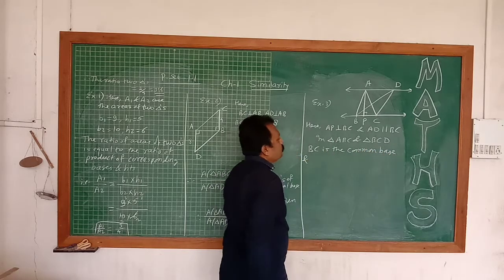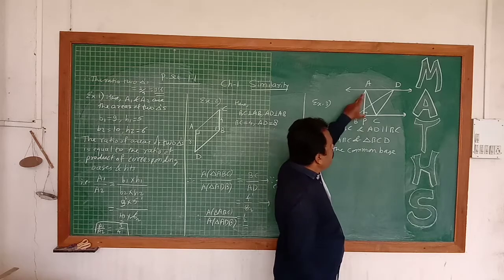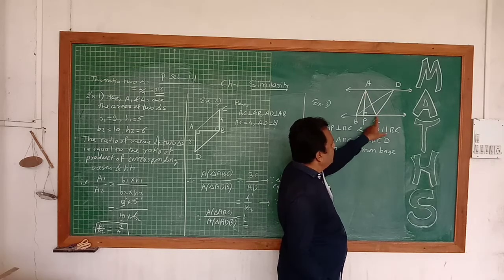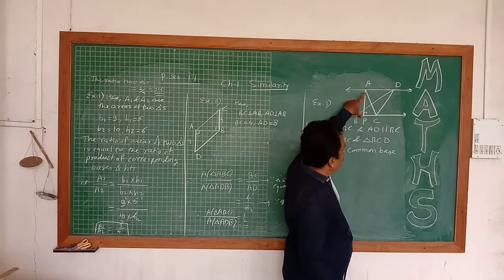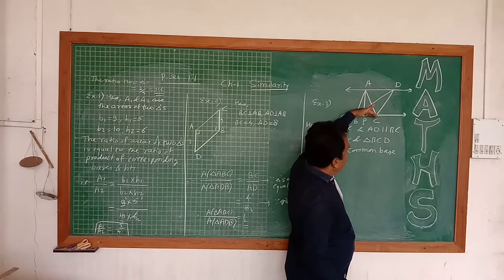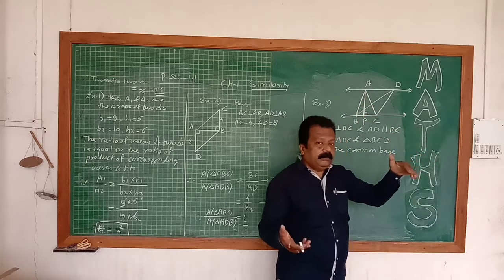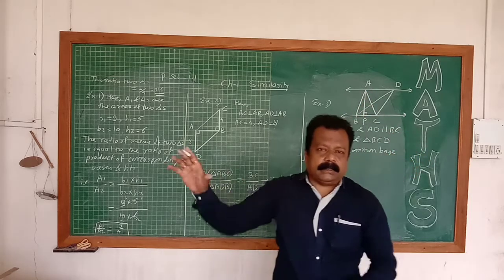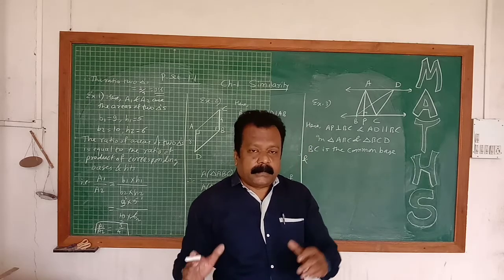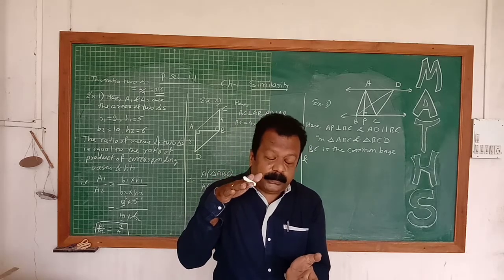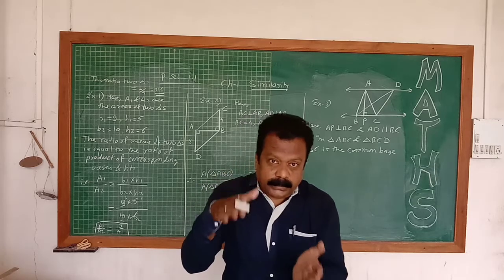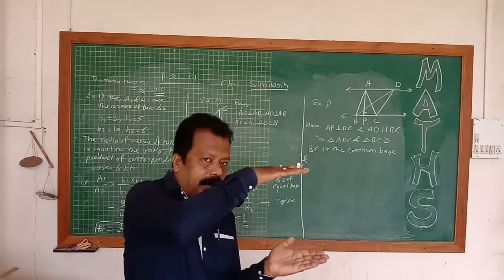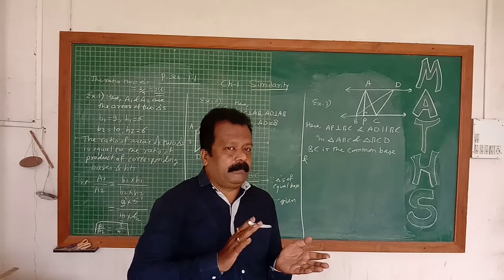And what is the height? AP is the height of triangle ABC. AP is the height of triangle BCD also, because this is perpendicular. AD and BC both are parallel lines, so the distance between any parallel lines is everywhere the same. The distance between any two parallel lines is the perpendicular distance you have to take. The perpendicular distance between any two parallel lines is everywhere the same.